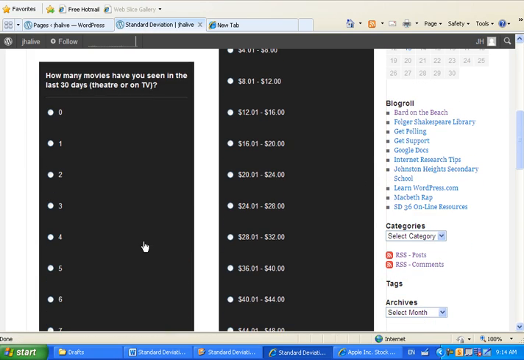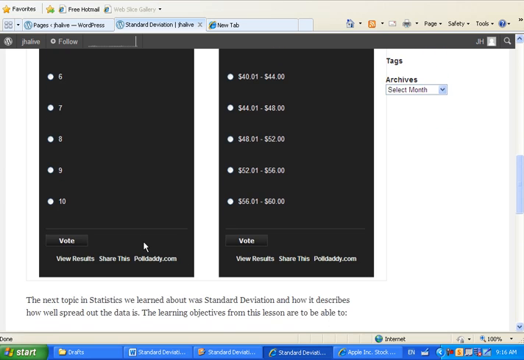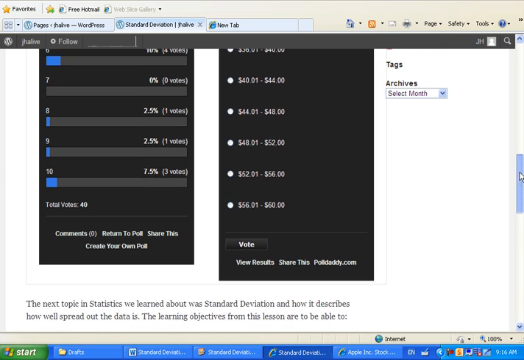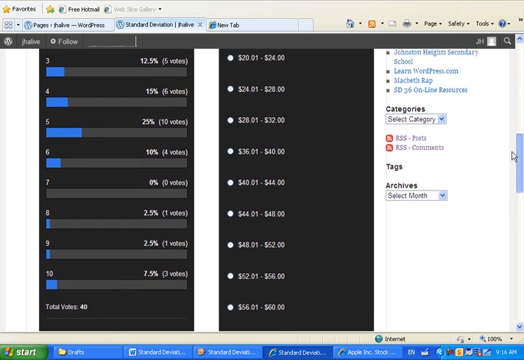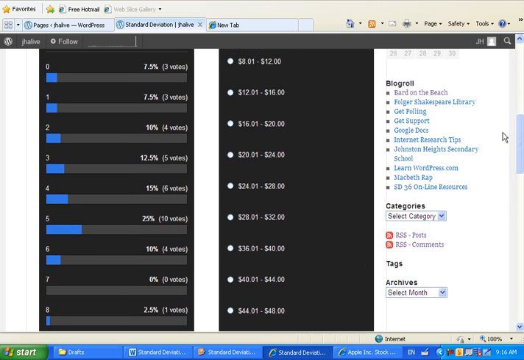But the first one is, how many movies do you see either in the theater or on TV in the last 30 days? Okay, so I'm going to take a look at the results, and then we'll transfer it over. Wow, there's some people who watch a lot of movies. Okay, so I'm going to copy this data, and that's what you need to do with me so that we can all practice together how it works.